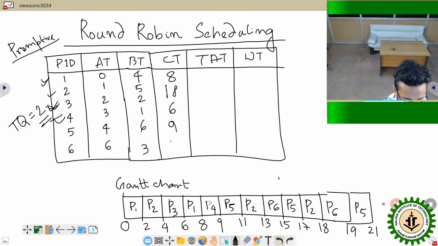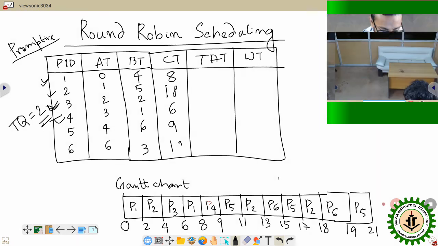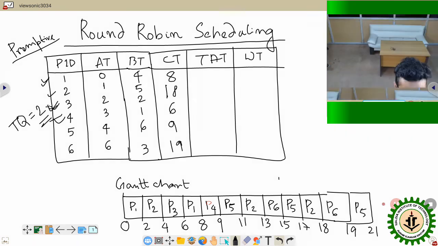Okay, now turnaround time is basically the difference between completion time and the arrival time. So 8 minus 0 is basically 8, 18 minus 1 is basically 17, 6 minus 2 is basically 4. I have done something wrong.